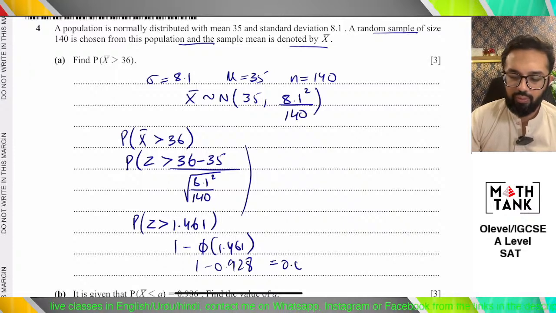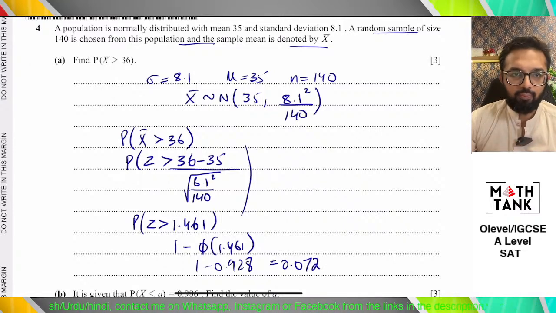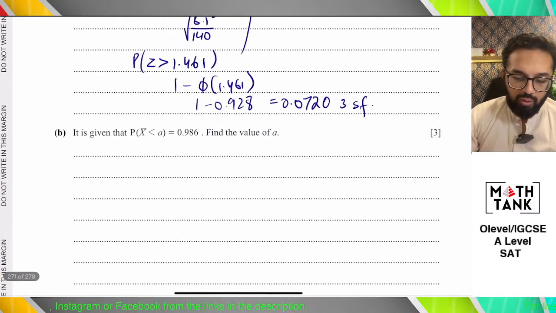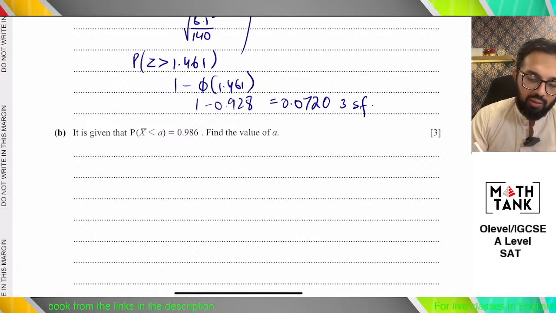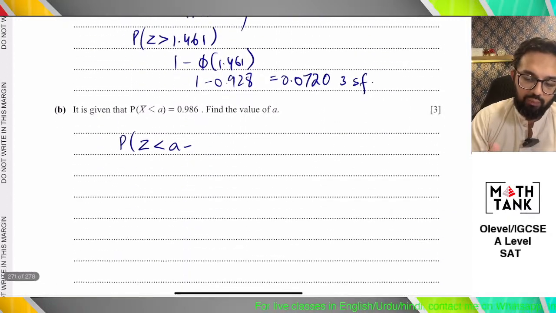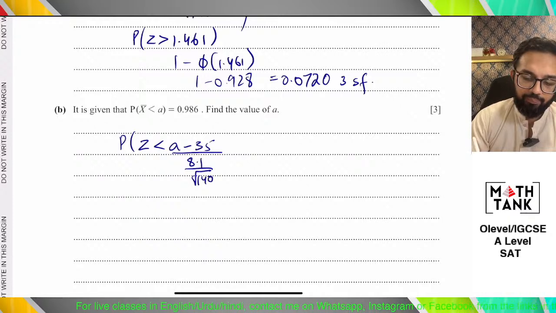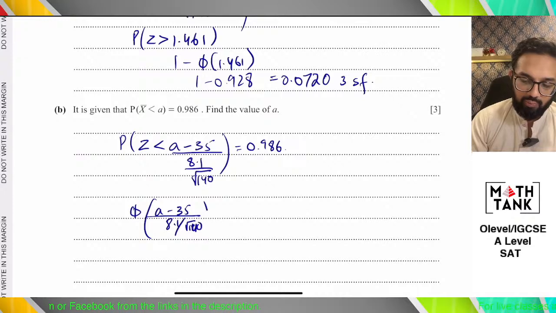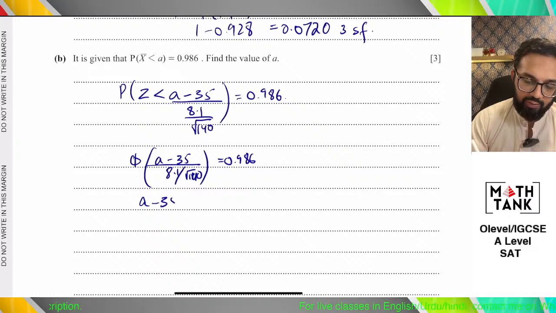Point 0.072. 0 to 3 significant. Okay, then probability of x bar less than a is equal to 0.986. So z less than (a minus 35) over 8.1 over root 140. That's phi of (a minus 35) over (8.1 over root 140) equals 0.986. Phi inverse takes me to the other side.